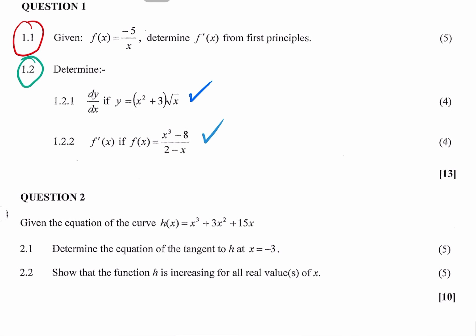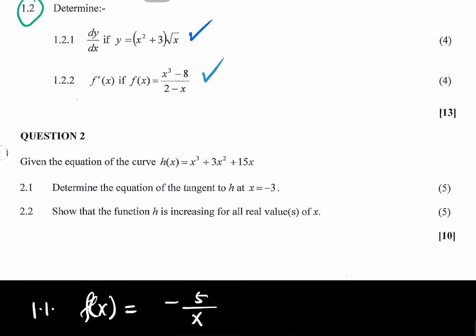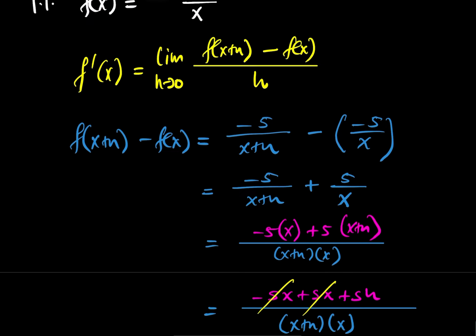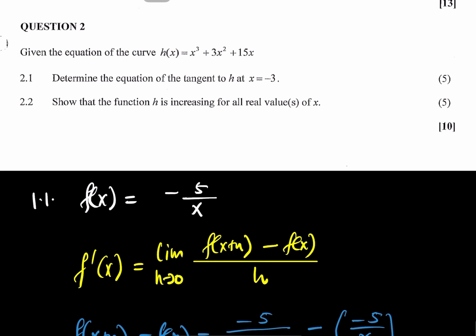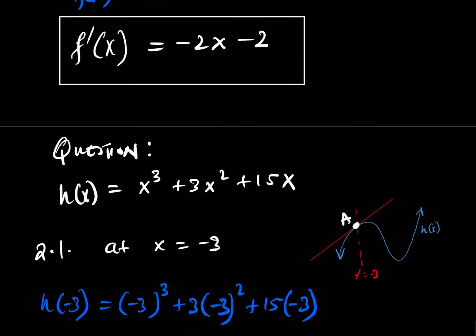The next question, they are saying, show that the function h is increasing for all values of x. Okay. Let me recap my h. That is 2.2. Extremely easy. For 2.2, you're given h of x, that is equal to x cubed plus 3x squared plus 15x.